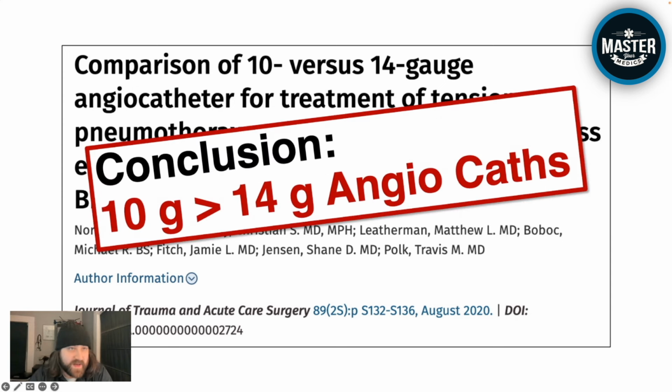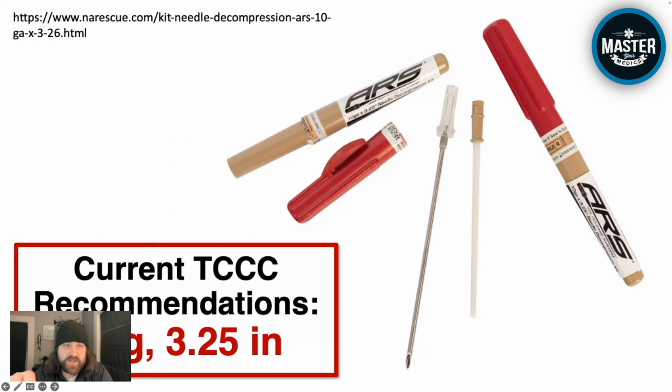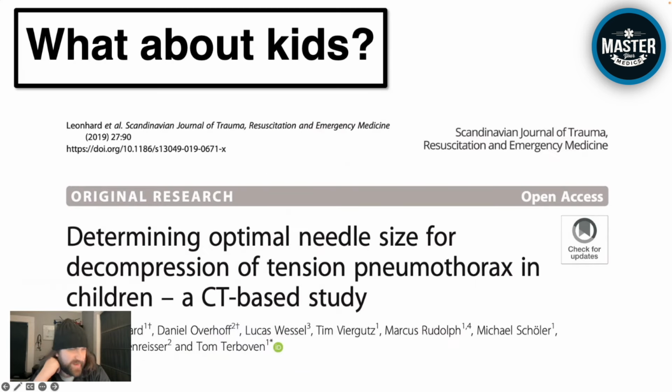So the conclusion, 10 gauge is better than a 14 gauge, which is why the current TCCC recommendations are a 10 gauge needle that is at least 3.25 inches. So if you don't have those, get those. Not necessarily those ARS needles, but the ARS needles are the ones I use, and they're the most popular by far. They're made by North American Rescue. I make no money here. They're just the ones I use. But whatever brand you happen to use, use a 10 gauge, at least 3.25 inch. So what about kids?